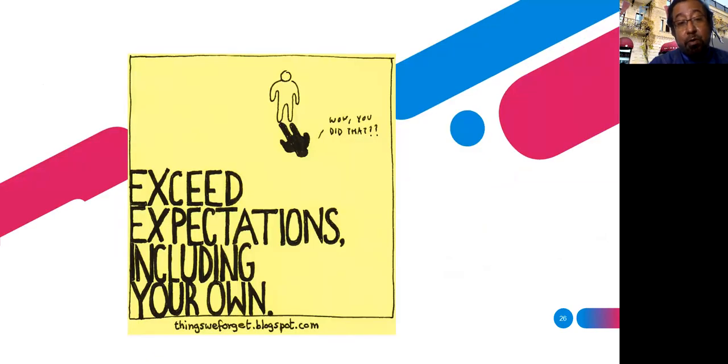Exceed expectation, including your own. If you don't exceed your own expectation, it's hardly going to exceed the expectation of others. Meaning you need to come out of your comfort zone. You need to learn more. You need to do more than expected for yourself also.